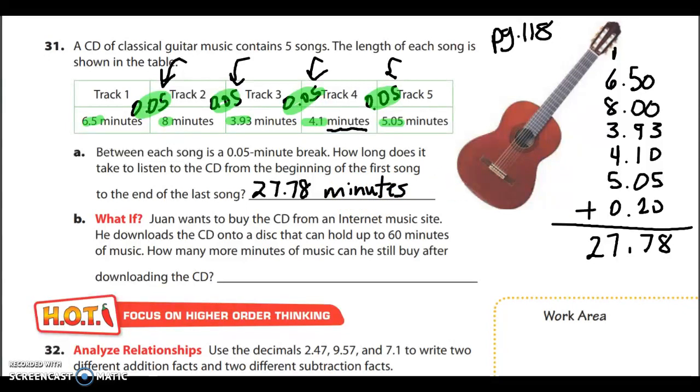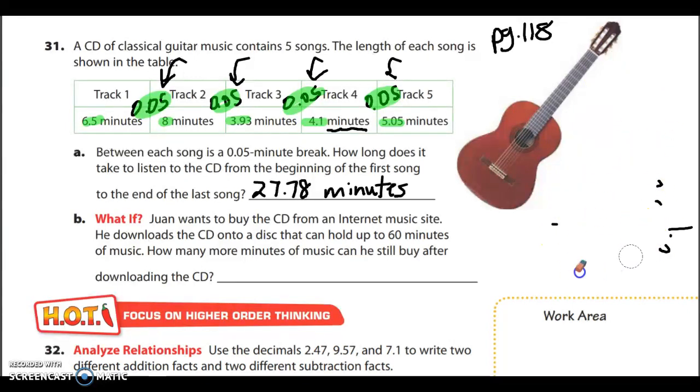All right, so I'm going to go ahead and erase this because I'm going to need this right here for my second question. My second question reads, what if Juan wants to buy the CD from an internet music store? He downloads the CD onto a disc that can hold up to 60 minutes of music. How many more minutes of music can he still buy after downloading the CD? So if it holds an hour, which is 60, we need to subtract 27.78 from it.